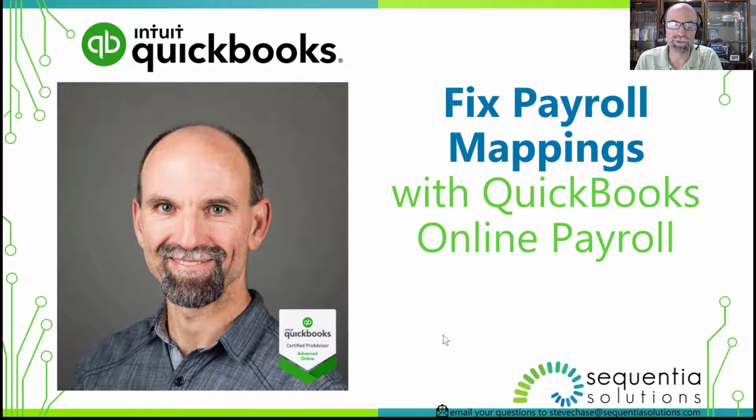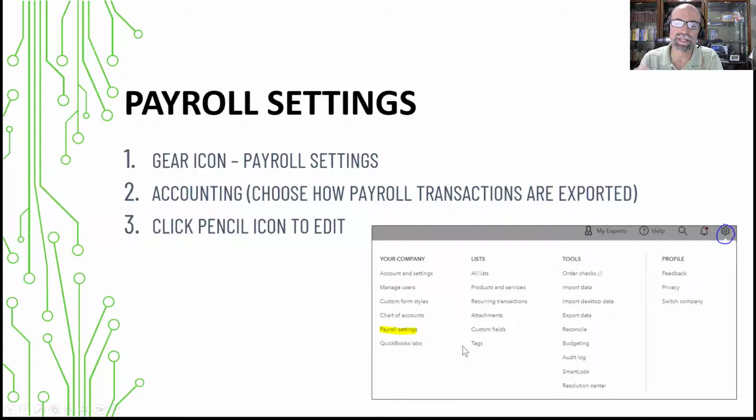Now, if you're using QuickBooks Online, the first diagnosis that we want to do is see how your account settings are properly mapped up. So the first step is to click the gear icon and click payroll settings. From there, scroll all the way down to the very bottom. You'll see an accounting icon. Click the pencil right next to it and you'll have the chance to make some edits. So let me jump into a demo QBO file and share with you how to do that.